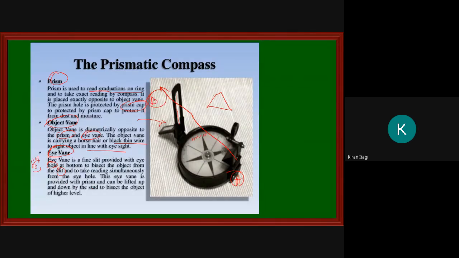This eye vane is provided with a prism. Initially I told you the prism can be lifted up and down by the stud to bisect an object of higher level. You can lift this up or down.